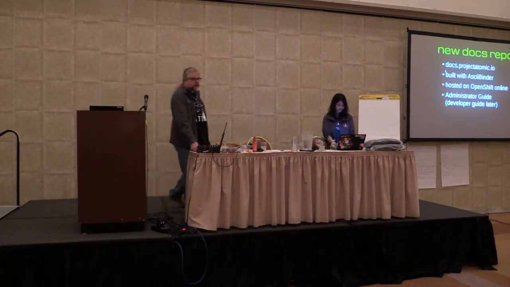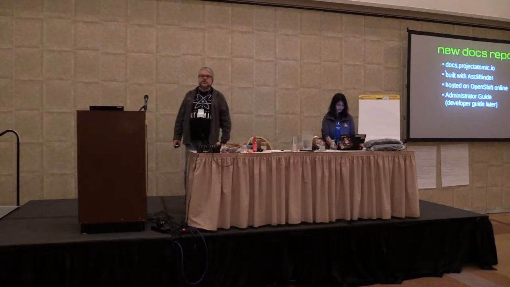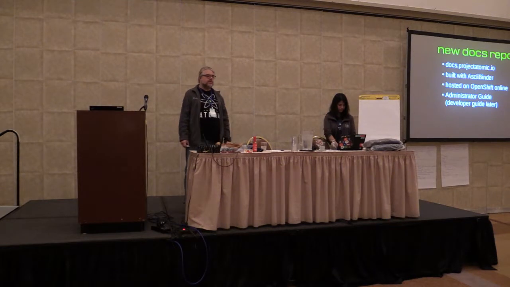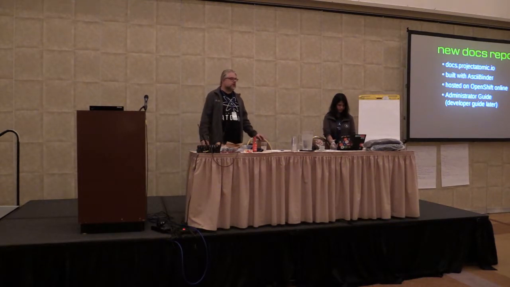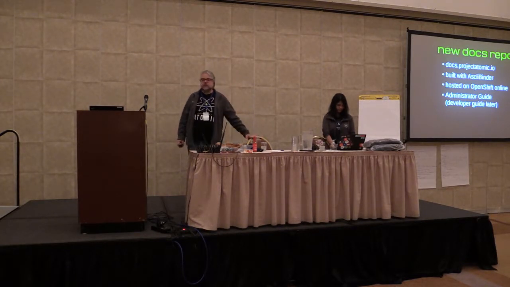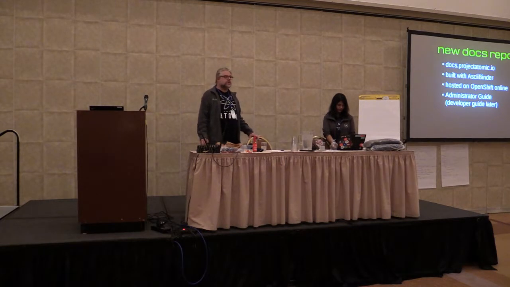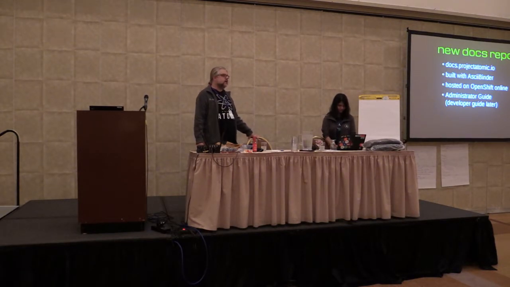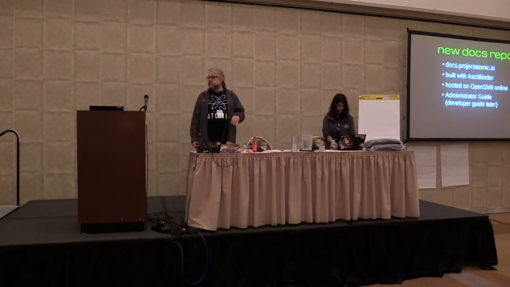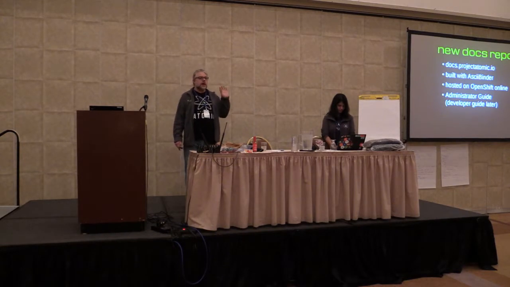So here are the things that are different about our new docs repo. This is going to be published to docs.projectatomic.io. It'll be built with AsciiBinder. AsciiBinder is a newish documentation format. The important thing about AsciiBinder for us is that it's used by other Red Hat projects, most notably OpenShift. And so it allows us to combine efforts with documentation people on other projects that we interact with anyway, particularly on CI/CD and that sort of thing. It's going to be hosted on OpenShift Online as a site there.